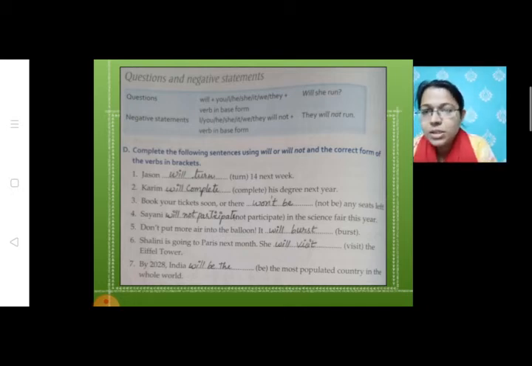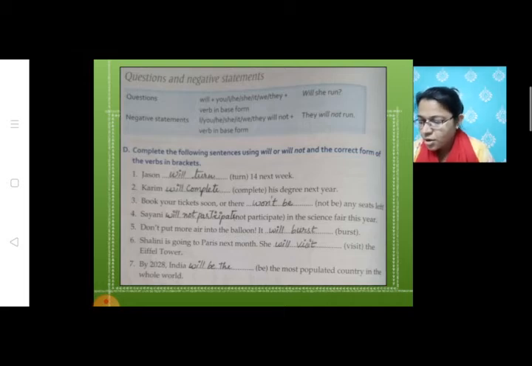Complete the following sentences using will or will not and the correct form of the verbs in the bracket. So you have to use the word given in the bracket, and then you have to write it along with the word will or will not. So let's see the first one. Jason dash 14 next week. So you have to use the verb turn, and you would be using will or will not. So here we will write Jason will turn 14 next week.